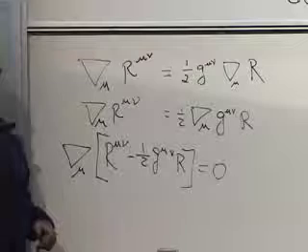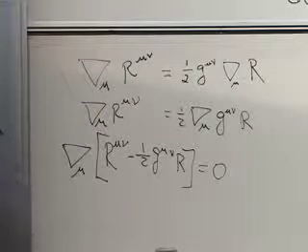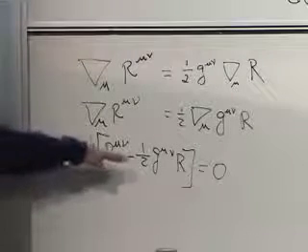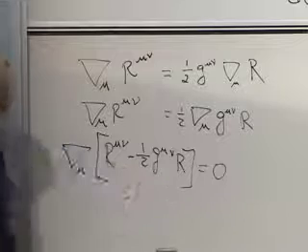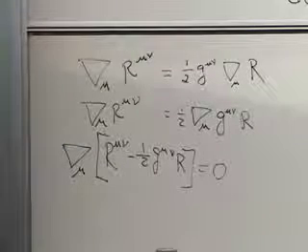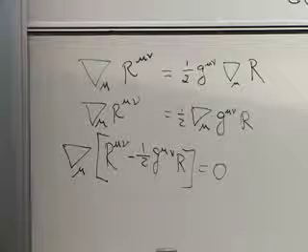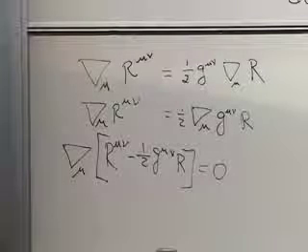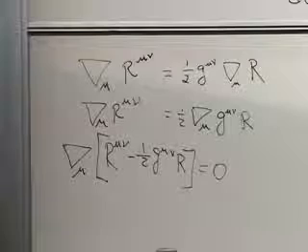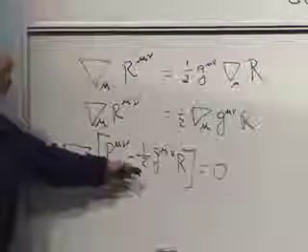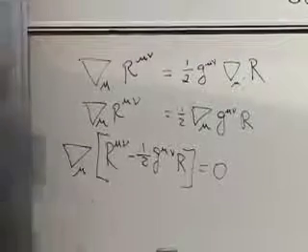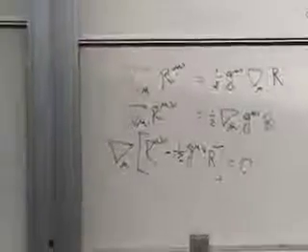If you plug in for R mu nu its expression in terms of the Christoffel symbols, you'll find this to be true. Okay. And again, I emphasize, you don't need to put in any special form for the metric. Only important thing is that it be differentiable enough to be able to do all the derivatives. Other than that, it will always be equal to 0.